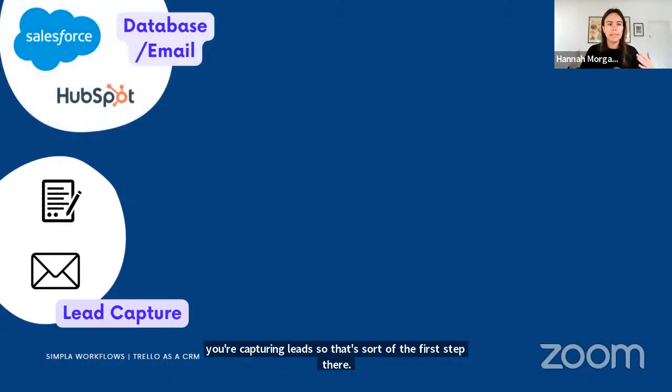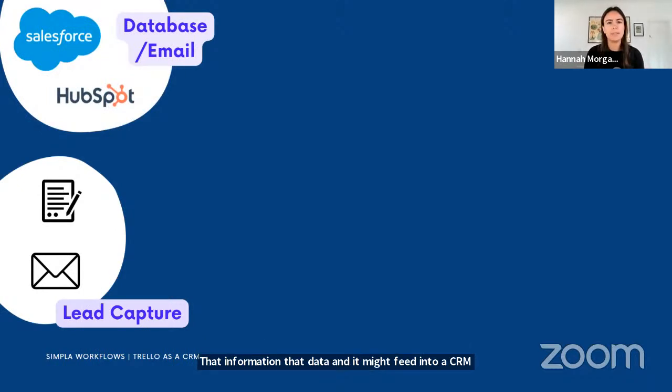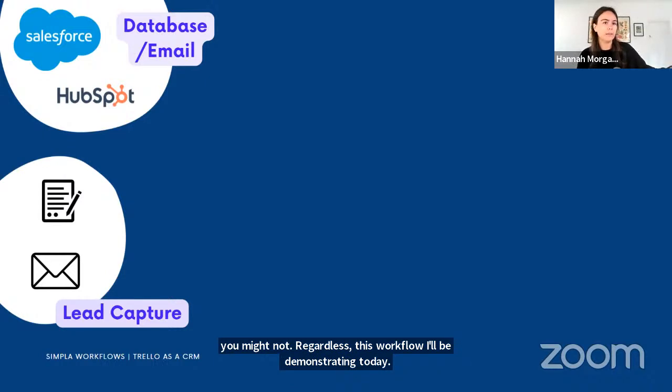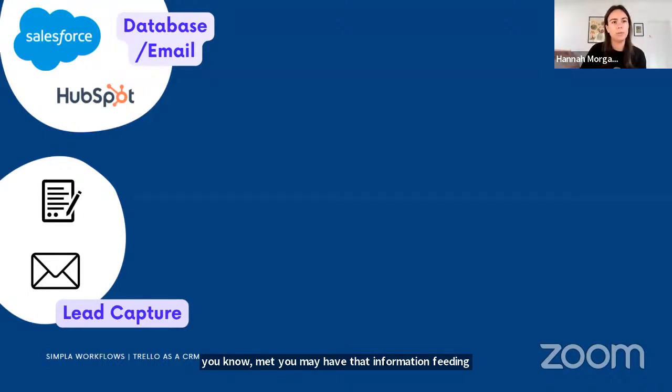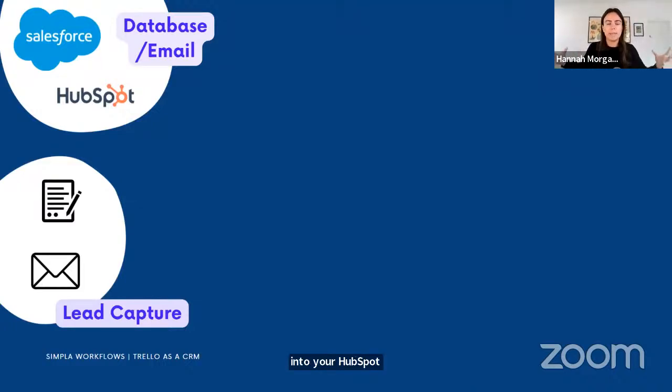That information, that data, might feed into a CRM. So you might be using a CRM or a database already, or you might not. Regardless, the workflow I'll be demonstrating today is not going to be looking at using a database, but it can also work. Like I was saying, you might have a database alongside Trello. So in this step, you may have that information feeding into something like HubSpot at the same time. And then from there, we want to bring that information into Trello so we can start managing those new leads that are coming in.